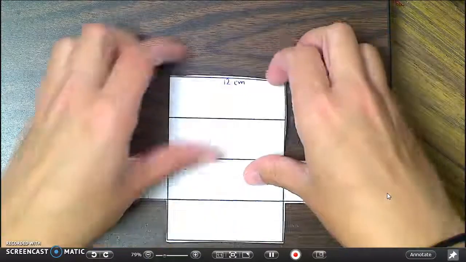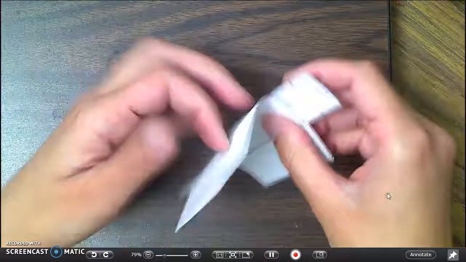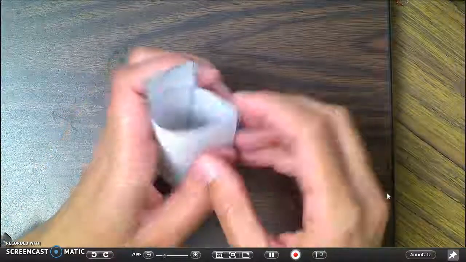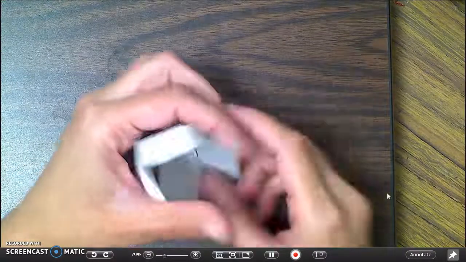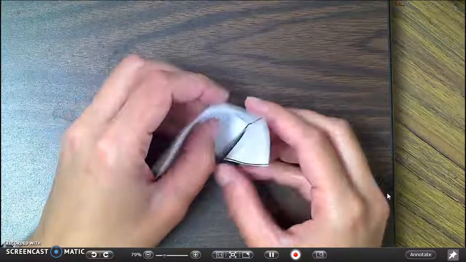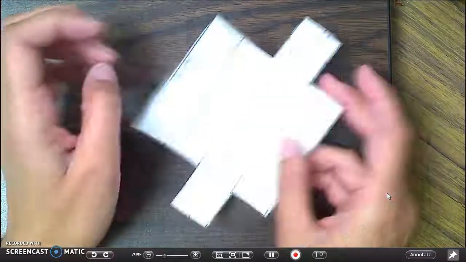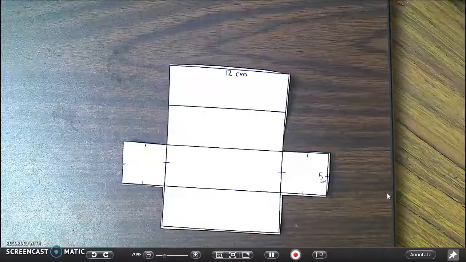Now again, just as a reminder, if I fold this all up and fold it around, what I get is what's called a prism because it has two bases. So this three-dimensional rectangular type thing. So go ahead and find the surface area of that.